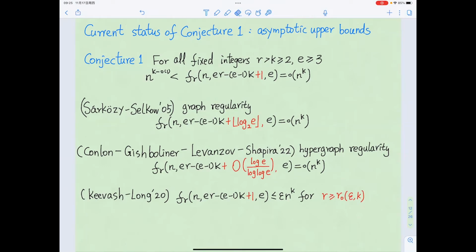But note that in the conjecture, r is a fixed integer, but in the work of Shkredov and Long, the uniformity r depends on epsilon. In fact, the dependency of r on epsilon is quite huge. Here, r0 of epsilon comes from the graph removal lemma. So the result of Shkredov and Long is still weaker than the conjecture because their r is not fixed.